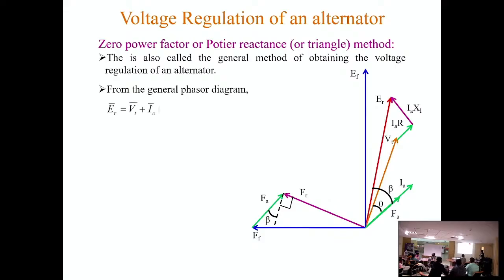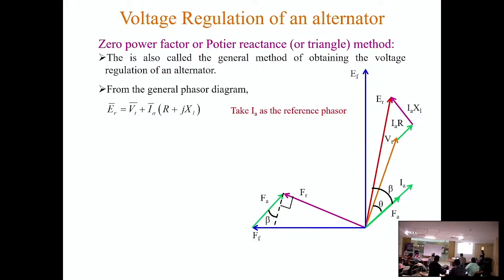From the general phasor diagram, we can write the expression to calculate ER. ER equals VT plus IA into (R plus jXL). Now the problem is you cannot calculate ER, because VT is known, IA is known, RA is known, but XL is not known. That is your first problem. If you cannot calculate ER, how will you get FR? That is the problem.